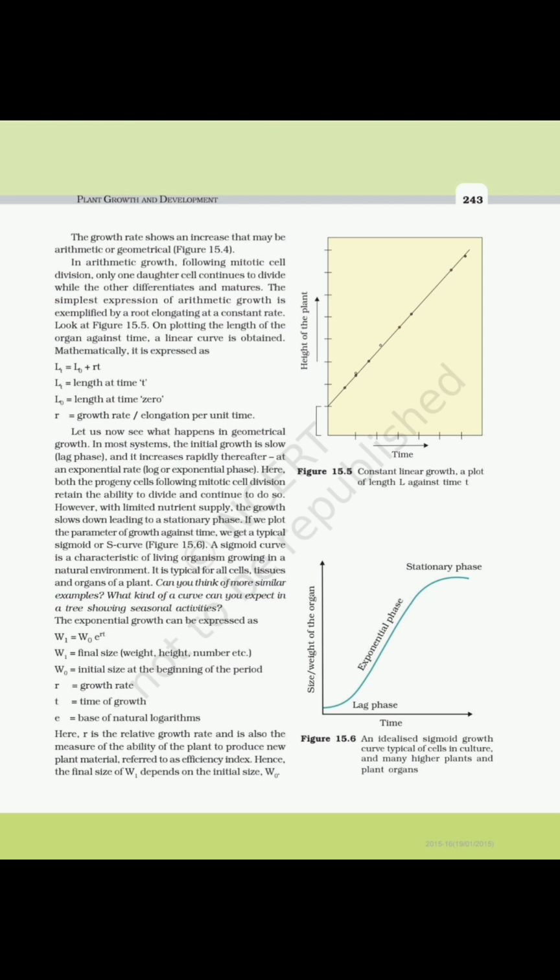The exponential growth can be expressed as W1 = W0 e^rt. W1 equals final size, weight, height, number, etc. W0 equals initial size at the beginning of the period. r equals growth rate. t equals time of growth. e equals base of natural logarithms. Here, r is the relative growth rate and is also the measure of the ability of the plant to produce new plant material, referred to as efficiency index. Hence, the final size W1 depends on the initial size W0.